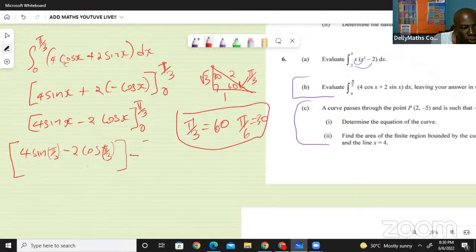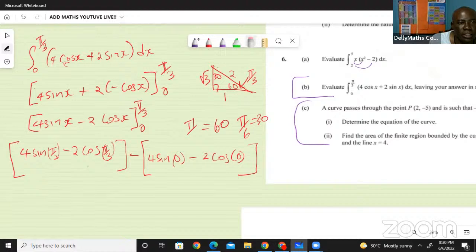Minus now, we're going to have 4 sine, and then we have zeros in these: 0, minus 2 cos 0, and we'll close it off. Let me remove this from right here. All right, so it looks a little better. And let me just shade this so that we see what we're dealing with here. All right, good.